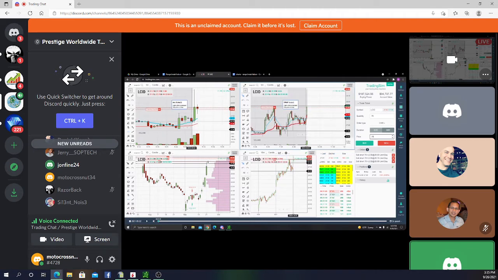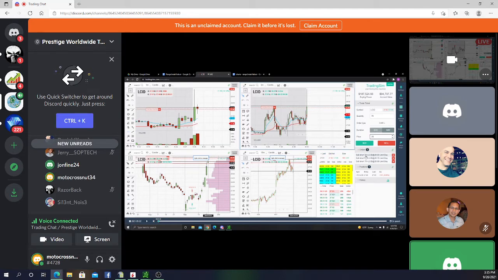I want this. My idea is that it's going to come through, test this level, fail, flush everyone out, and begin this unwind on this overextension towards resistance. That's my thesis. But I'm just talking about the backup plan. That's why I have these orders here where I would turn that into a parabolic trade, right?